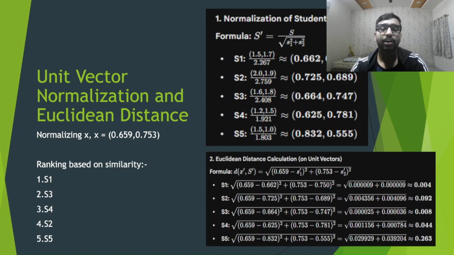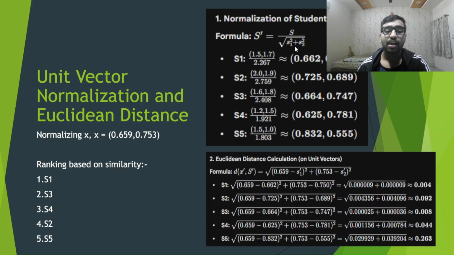This is similar to the conversion of a vector to the unit vector, which you must have studied in classes 11th and 12th. So now performing the calculations based on this formula, we get the new data points as this. Basically, what normalization does is it scales the given data values to a particular range, which is normally between 0 and 1. As you can see, all the data points here are between 0 and 1. We have also normalized the given data point x to the values 0.659 and 0.753 using this formula.